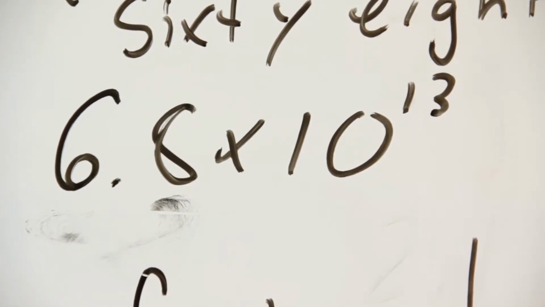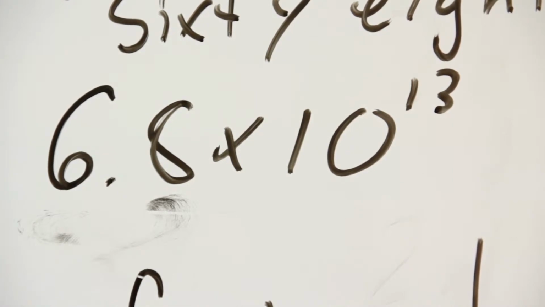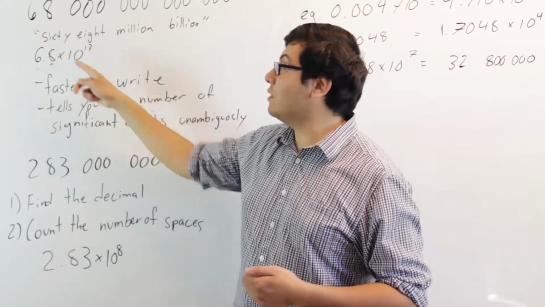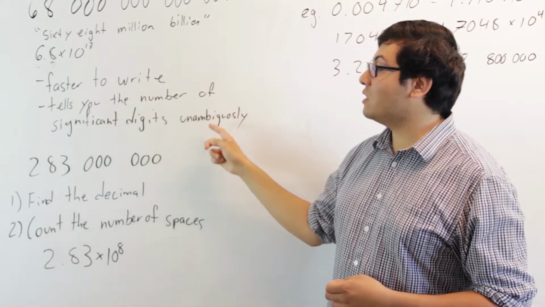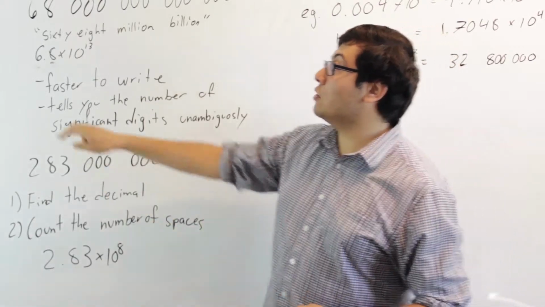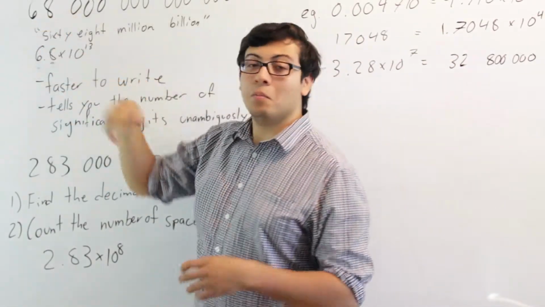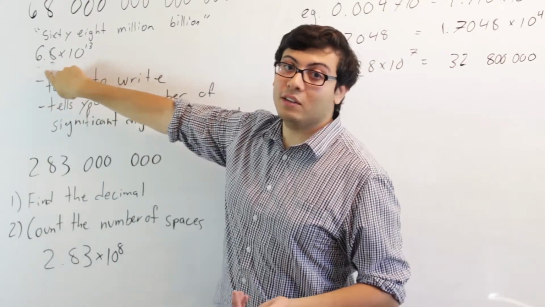6.8 times 10 to the 13th. So this 10 to the 13 tells you how many zeros there are after. So it's faster to write. It took me forever to write this, 2 seconds to write that. Also, it tells you the number of significant digits unambiguously. Remember from earlier in the video, you should know that this only has 2 significant digits, but if you're a little confused still, this unambiguously tells you you have 2 significant digits.